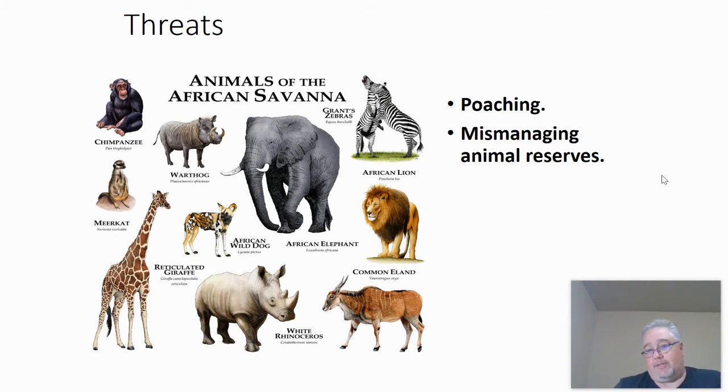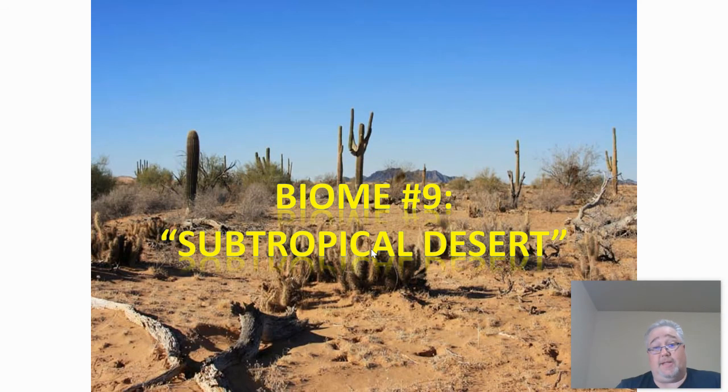One of the biggest threats is animal poaching. These animals are hunted for a variety of things, obviously. You've probably heard all the stories about hunting elephants for their tusks and rhinos for their horns and, you know, lions and zebras for medicinal purposes or whatever. But those are kind of the big threats to that particular area.